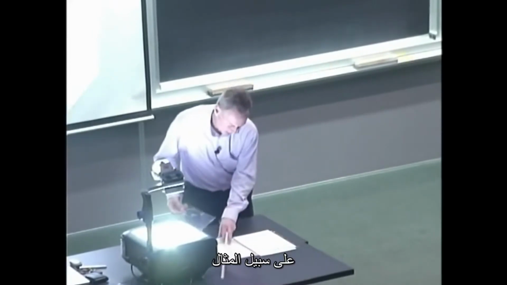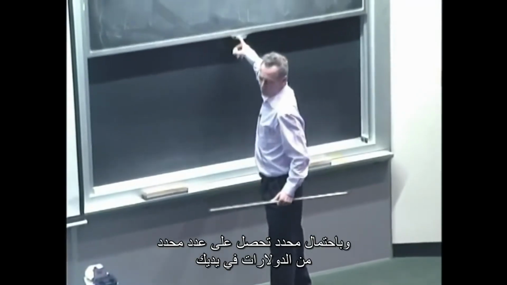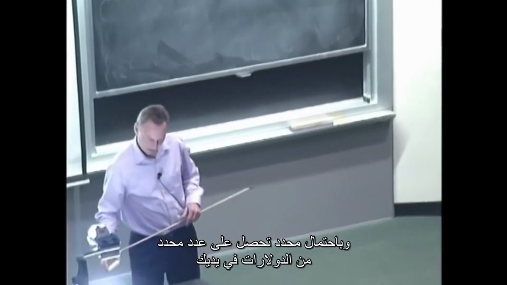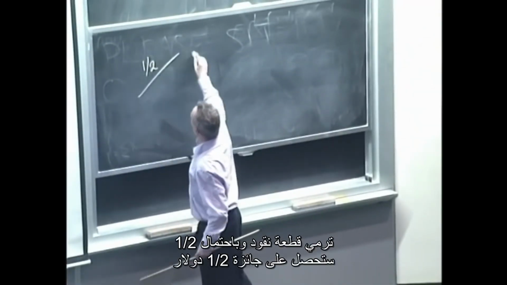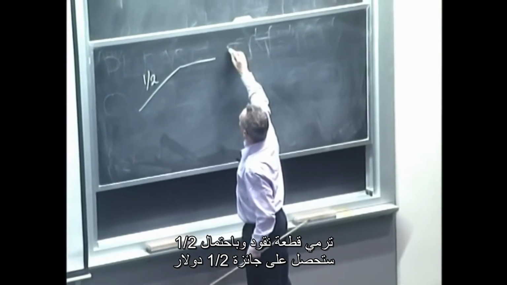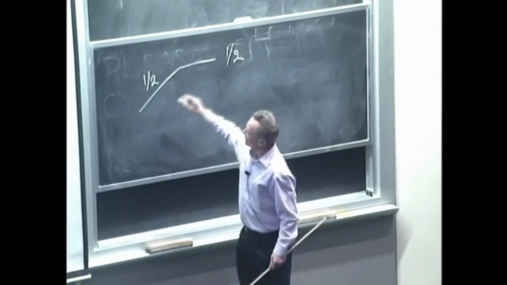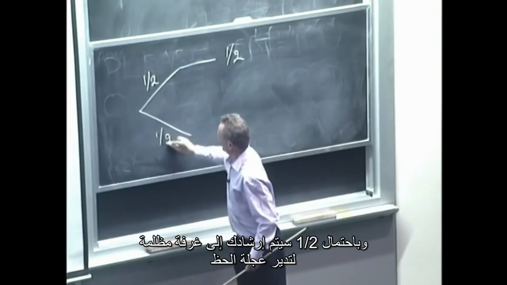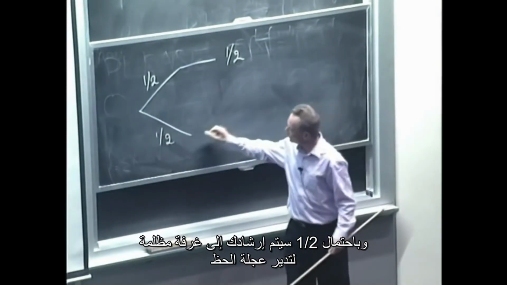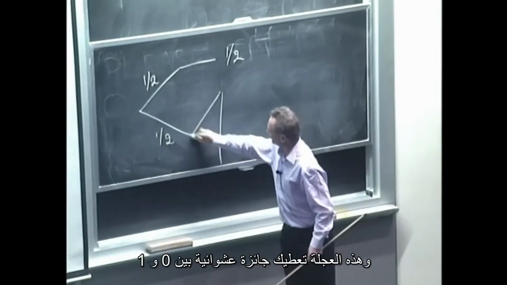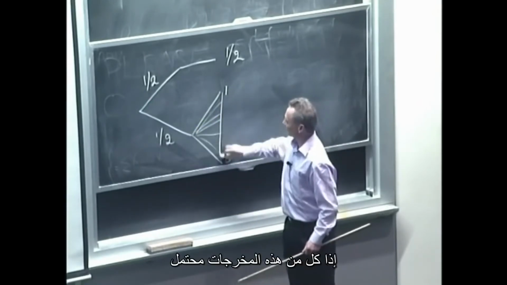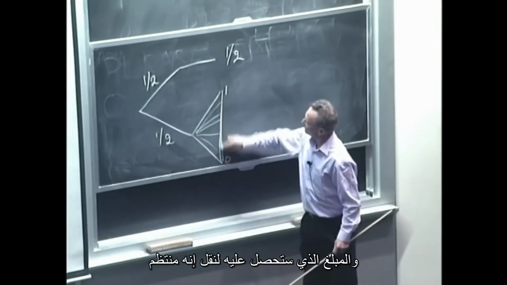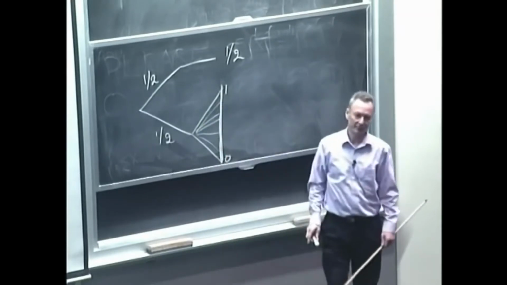An example would be, let's say you play a game, and with a certain probability, you get a certain number of dollars in your hands. So you flip a coin, and with probability 1/2, you get a reward of $1/2. And with probability 1/2, you are led to a dark room where you spin a wheel of fortune. And that wheel of fortune gives you a random reward between 0 and 1. So any of these outcomes is possible.